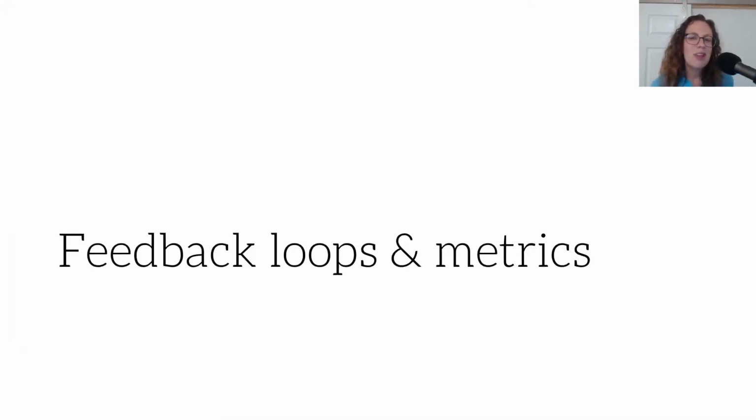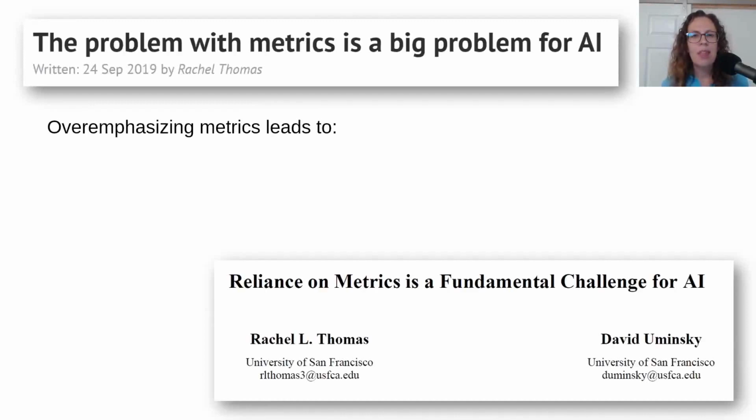All right, so next topic is feedback loops and metrics. I talked a bit about feedback loops in the beginning as one of the 3 key use cases. This is a topic I wrote a blog post about this fall. The problem with metrics is a big problem for AI. Then together with David Uminsky, who's director of the Data Institute, I expanded this into a paper, Reliance on Metrics is a Fundamental Challenge for AI. And this was accepted to the Ethics and Data Science Conference.